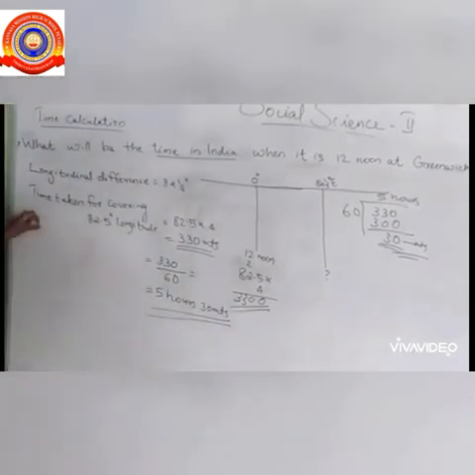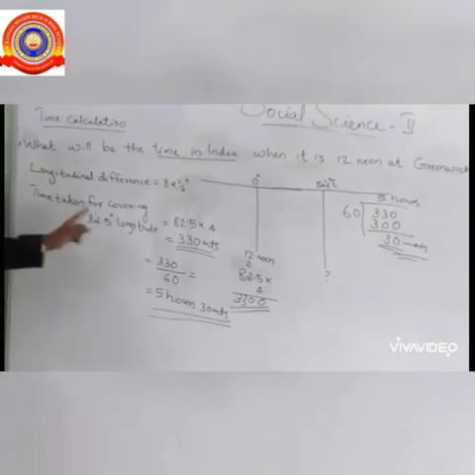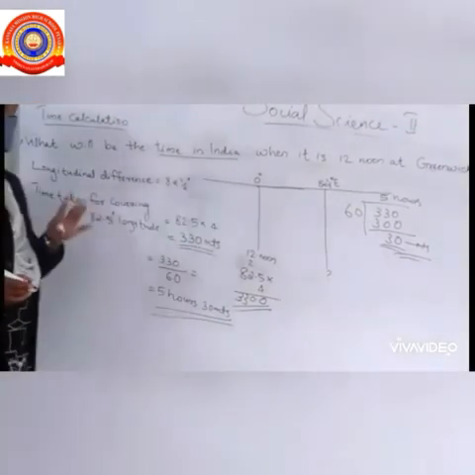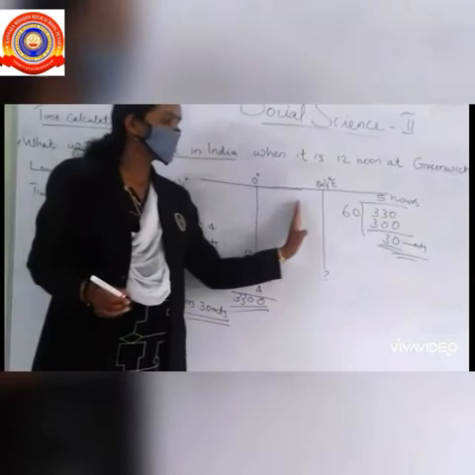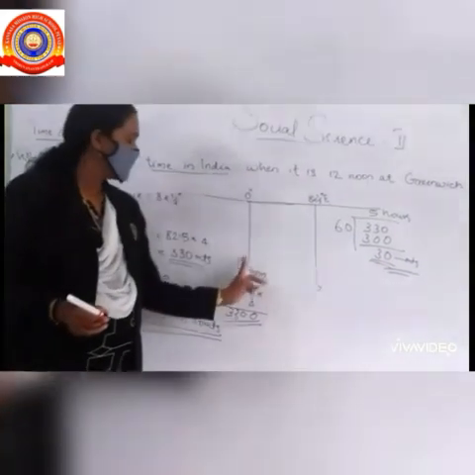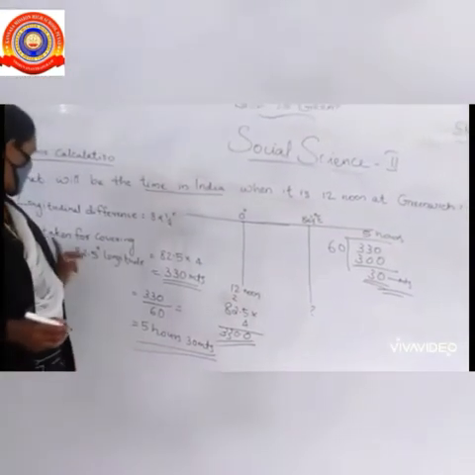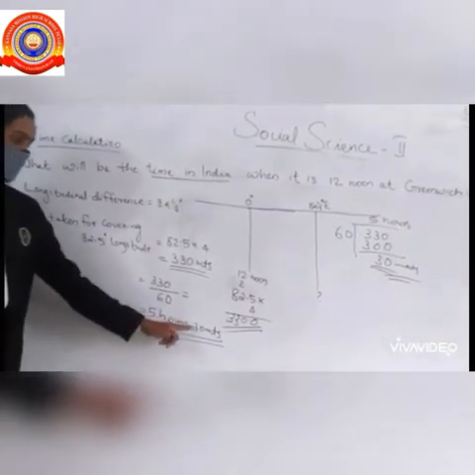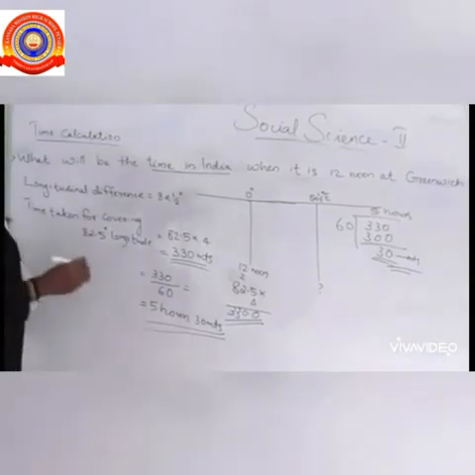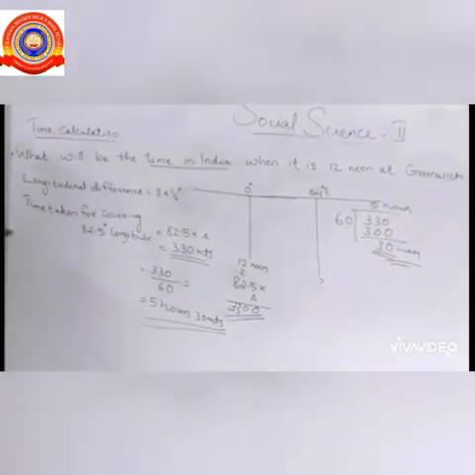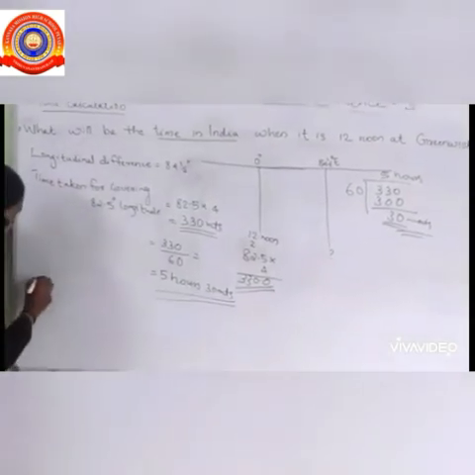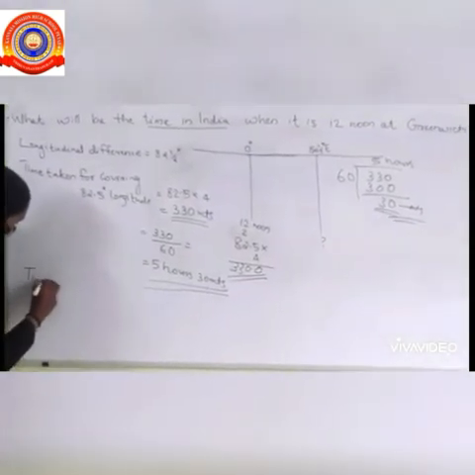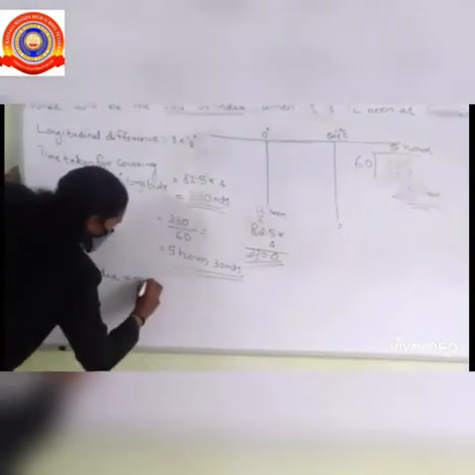Okay. Then we know that India is located to the east of the Greenwich meridian. So time exceeds here. Then what will be the time in India? Can anyone tell how to find the answer? Yes. We need to add 5 hours 30 minutes to 12 noon.